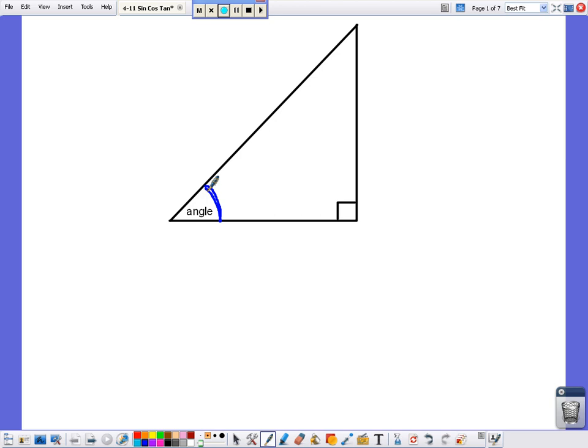So based on that angle, well, it doesn't matter, this side is always the hypotenuse. But based on that angle, this side is across from it, so that would be the opposite side. And based on this angle, this side right next to it would be the adjacent.